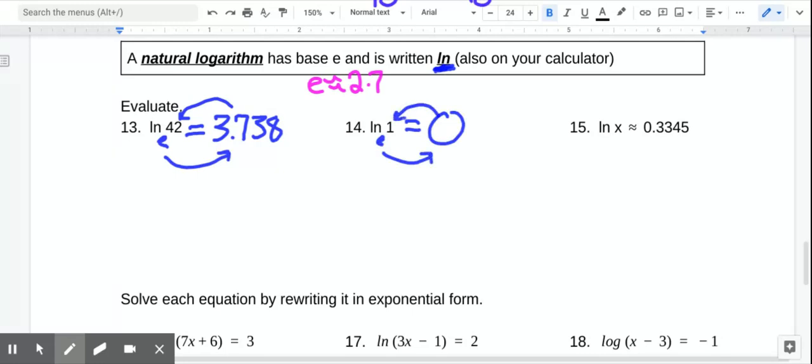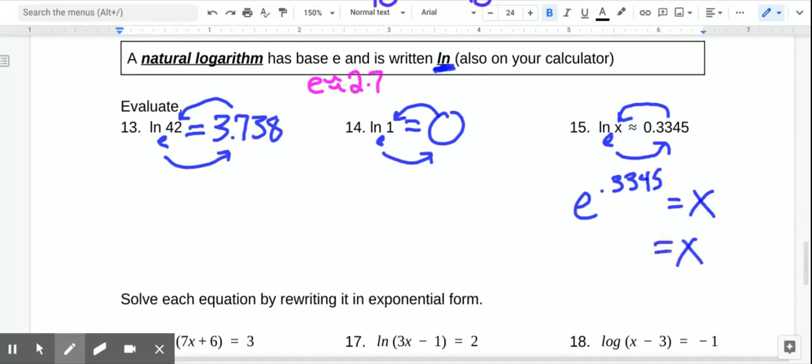Now this one, we can't type natural log of x in our calculator, but what we can do is rewrite this. Remember, it's base e, so e to that power equals x. Let me rewrite that. E to the 0.3345 equals x. So go ahead and do that. Type those buttons on your calculator, and you find out that x is 1.397.